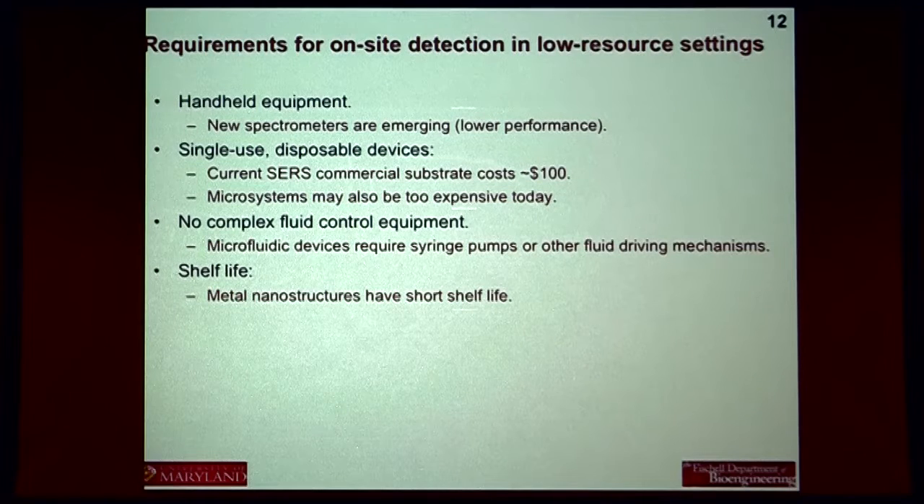Go ahead. Why are the microsystems too expensive today? I mean, you're not using a lot of metal, I assume, in this. Is it just low quantities that are being produced? Yeah. So ideally, you could scale that. If that can be scaled, I think where you'd be looking at is getting down to maybe $10 per. Really? Still that expensive? So in order to make a good profit.